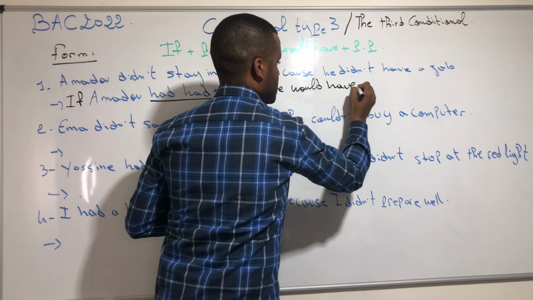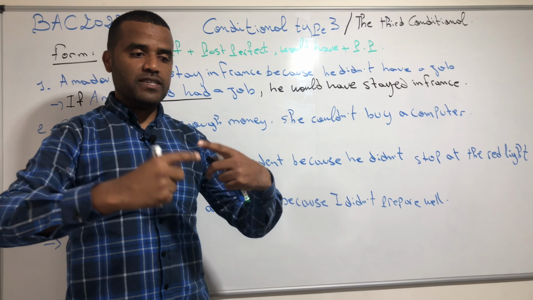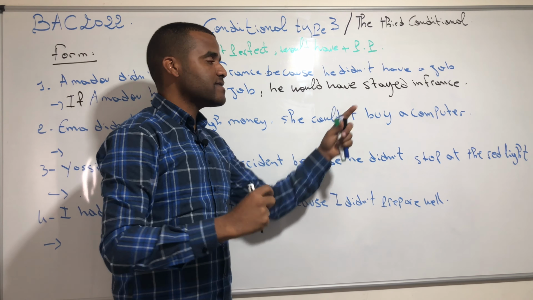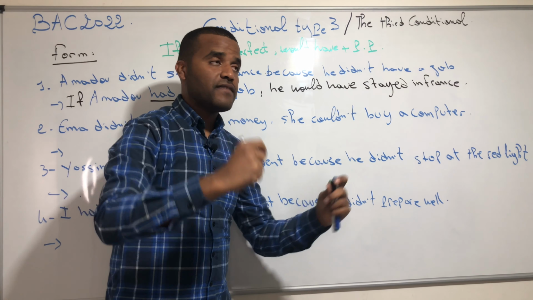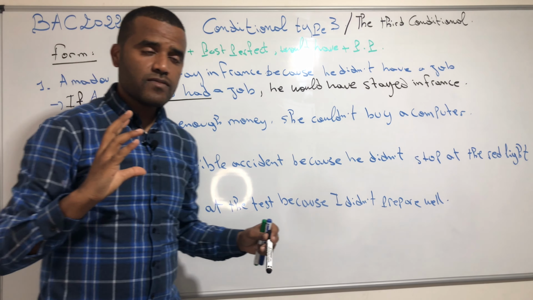But in reality, he didn't have a job, therefore he left France. And here we imagine the result of that situation. We said that if Amadou had a job, he would have stayed in France. So we apply this rule here: if plus the past perfect had, and the past participle that we put here. Okay, if Amadou had a job, he would have stayed in France. This is the first sentence.